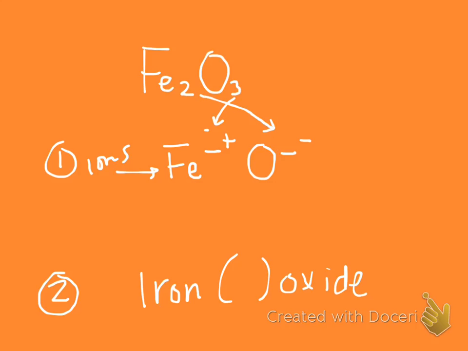So that would give us, if we reverse our crisscross, it would give us an Fe3 plus O2 minus. Is 2 minus the ion that oxygen typically forms? Yeah. So that seems right. So this would be iron 3 oxide.